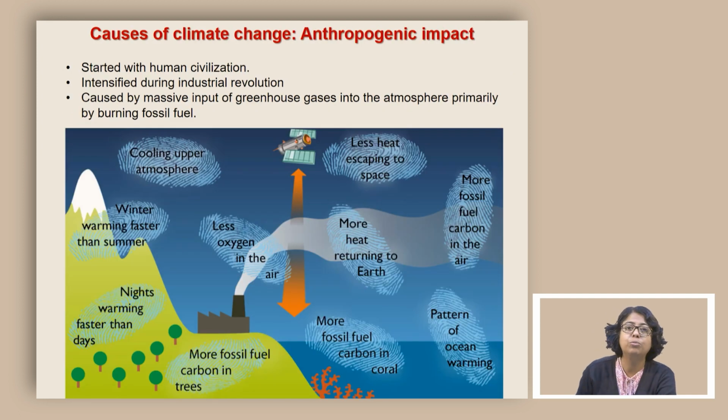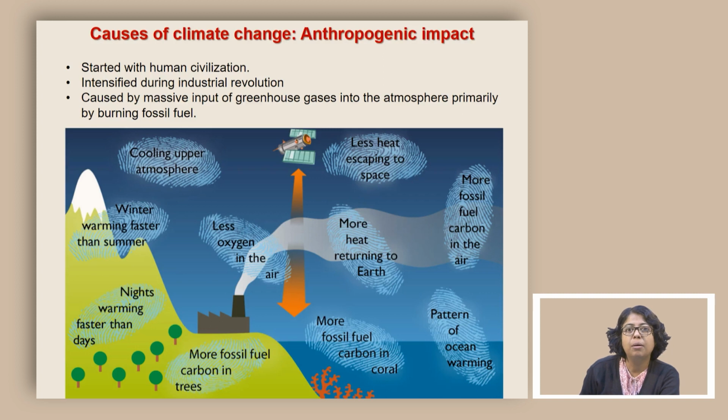The third one, which we are more familiar with, is the anthropogenic impact. This started primarily with human civilization. It is not only during the industrial revolution, but it actually happened even before the industrial revolution. Because of the burning of plants, a lot of carbon dioxide was emitted and that led to an overall change in the atmosphere. And it has intensified during the industrial revolution.